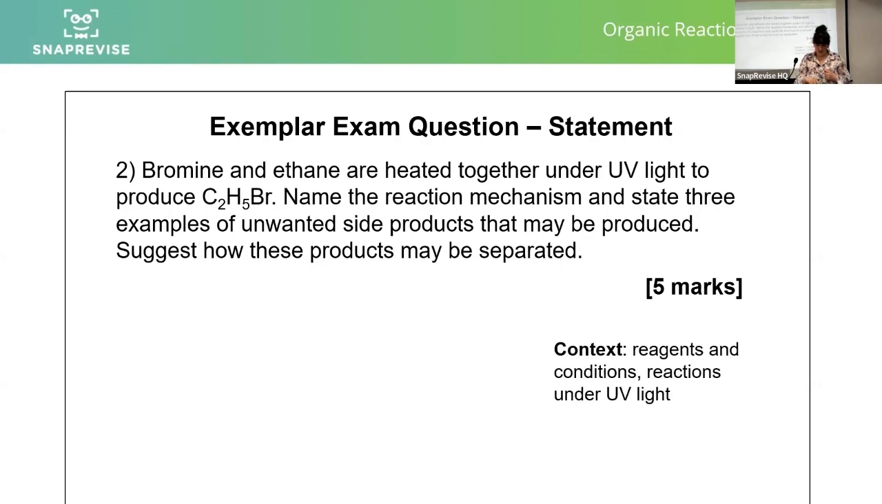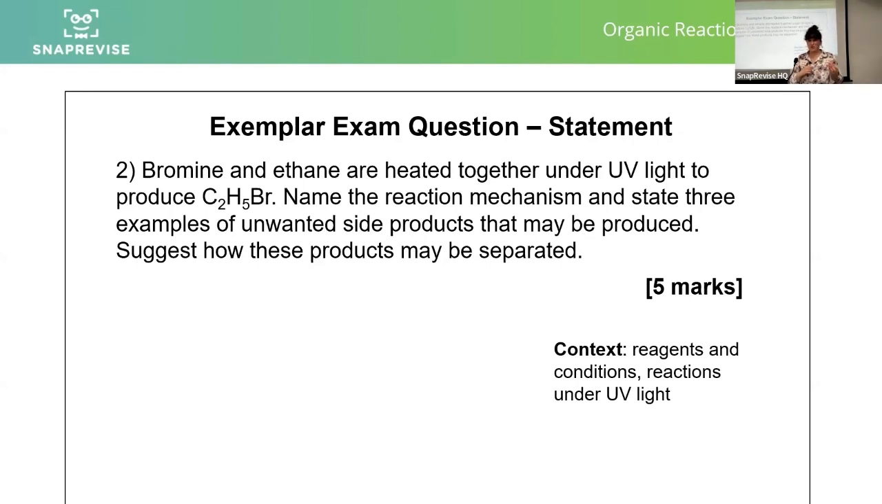So that's my context. The command word is name. So I need to give a name of the reaction mechanism, so a short answer, and then a state. I need to state, so again, short answers, 3 examples of side products. But then I also need to suggest how these products might be separated. So I also need to give an example of how they might be separated.